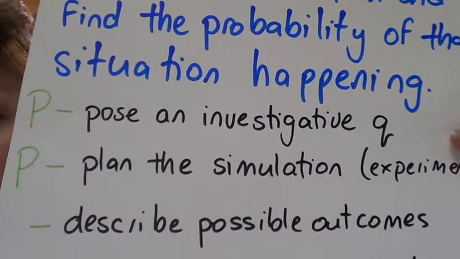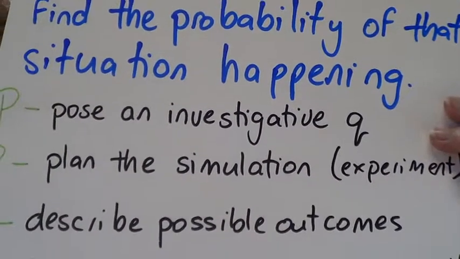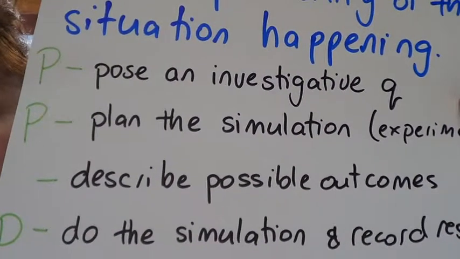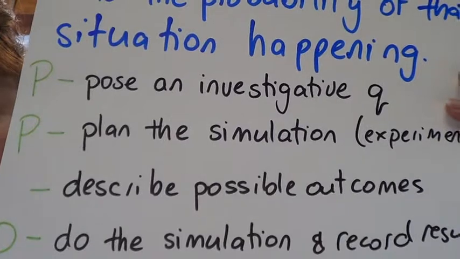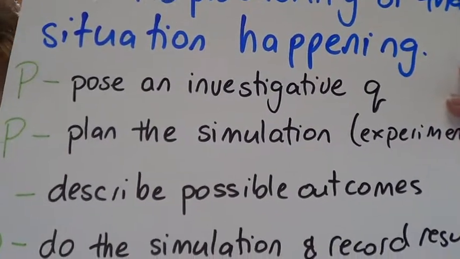Then you come up with a plan for the simulation. It needs to be detailed, doesn't need to be long, but it needs to be detailed. And you also need to list all the possible outcomes. So for a penalty stroke, the possible outcomes are either you get the goal or you miss the goal.